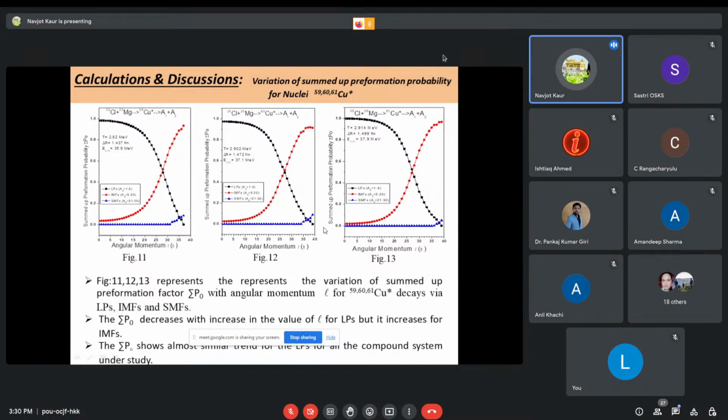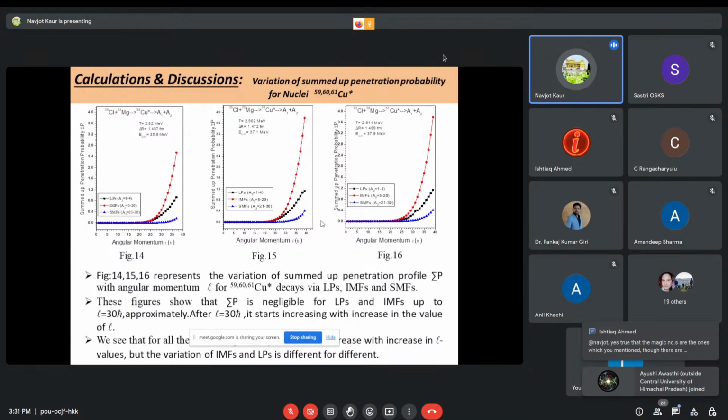So this trend we can show from these graphs. The summed up preformation always shows a similar trend to the light particles for the compound system under study. Next, calculations of the variation of summed up penetration probability for nuclei 59, 60, 61 copper. Figures 14, 15 and 16 represent the variation of summed up penetration probability with angular momentum for 59, 60, 61 copper decay via light particles, intermediate mass fragments and symmetric mass fragments.